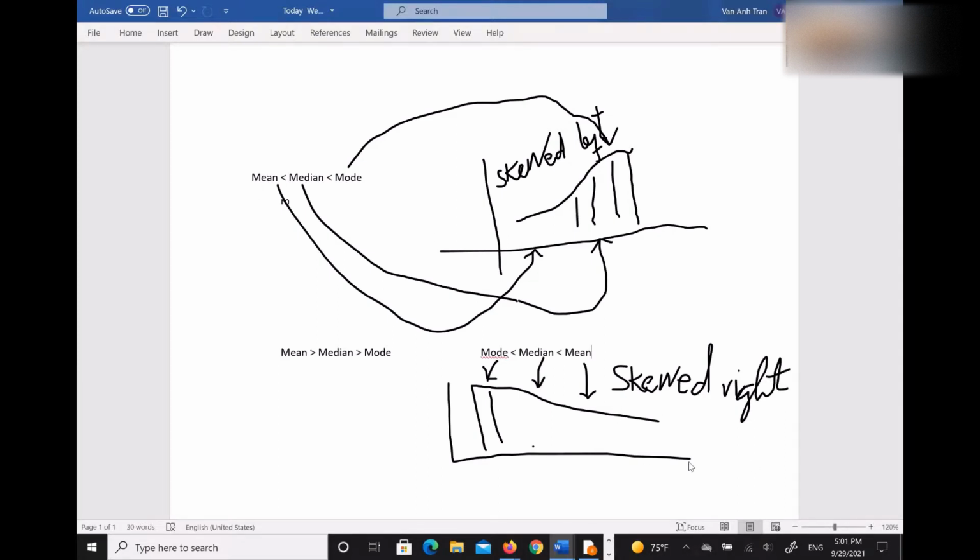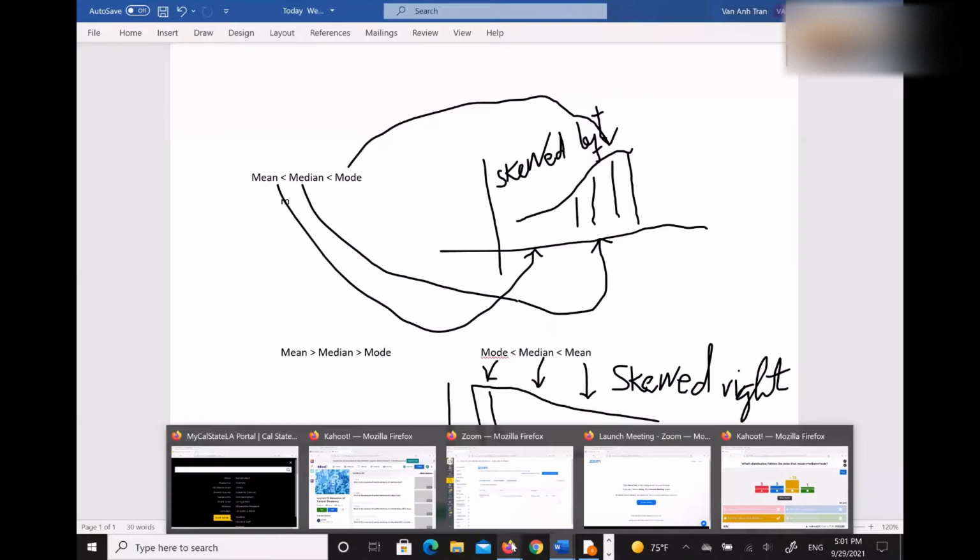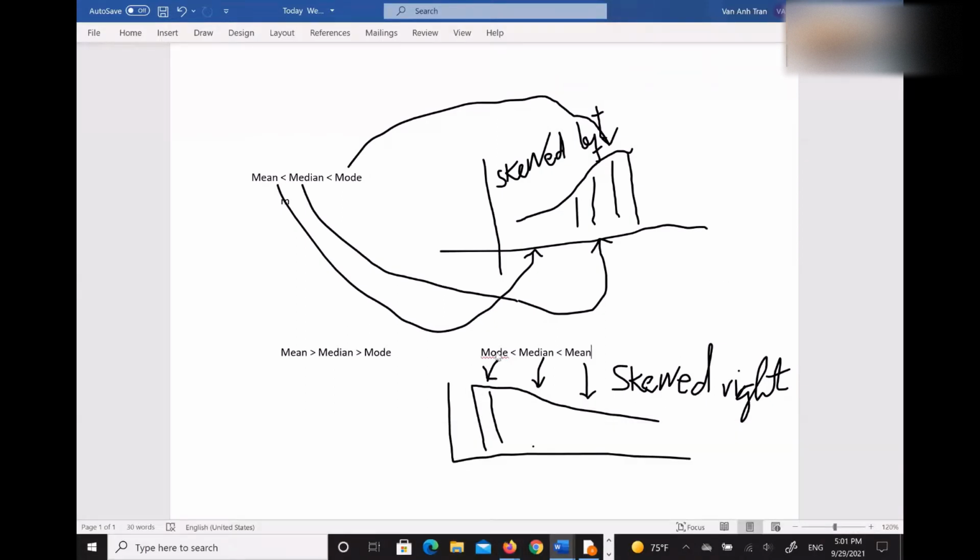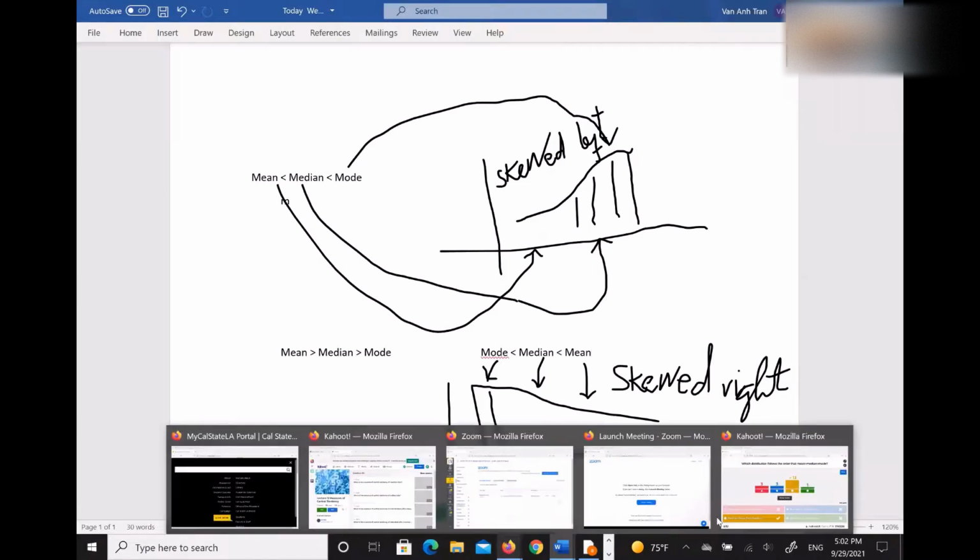Okay, so that's how we use the mean, the mode and the median to determine the shape of the continuous data set. One more time, always remember that the mode is the tallest bar in the graph, okay? The one with the highest frequency, the number that appears the most in the list. All right, let's move on to the next one.